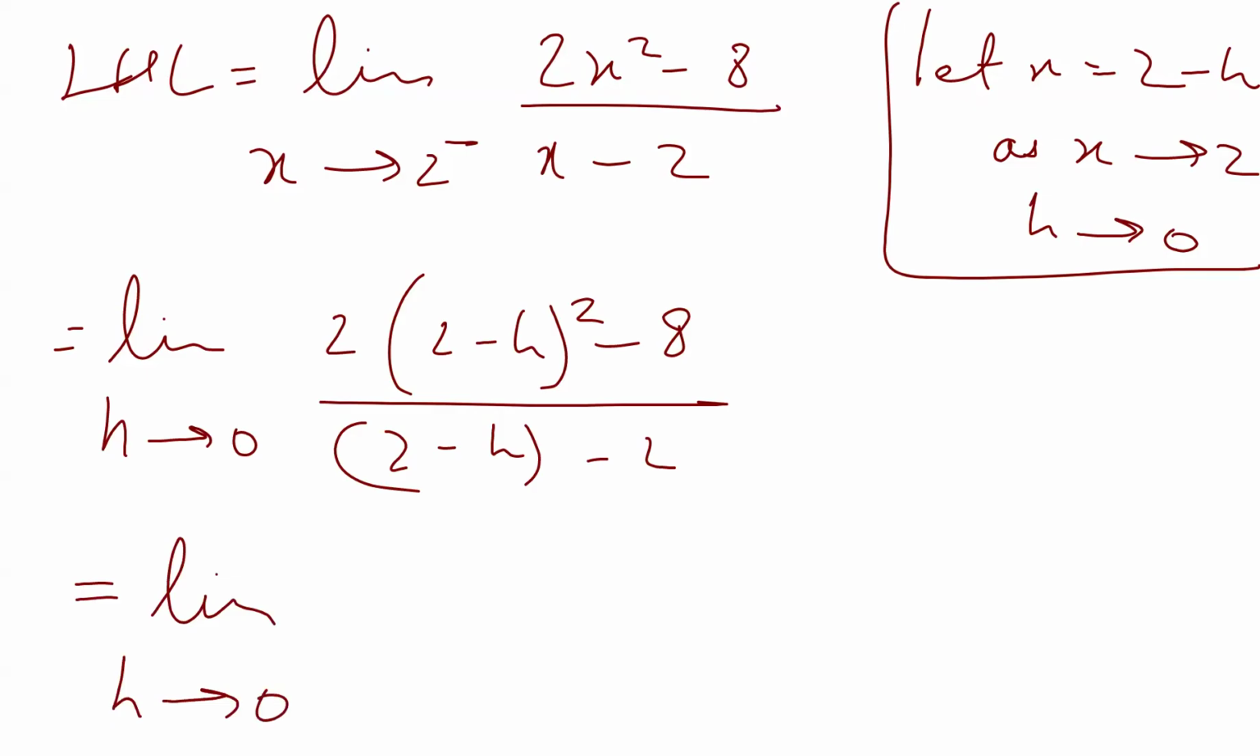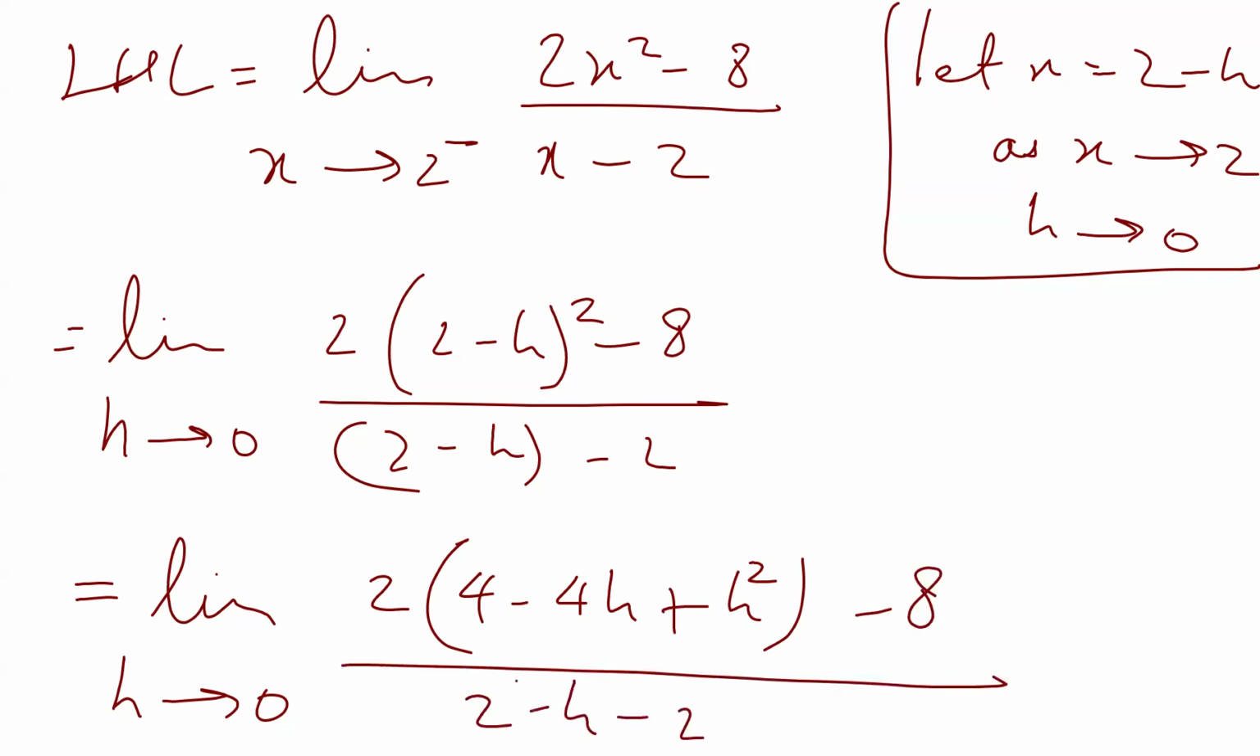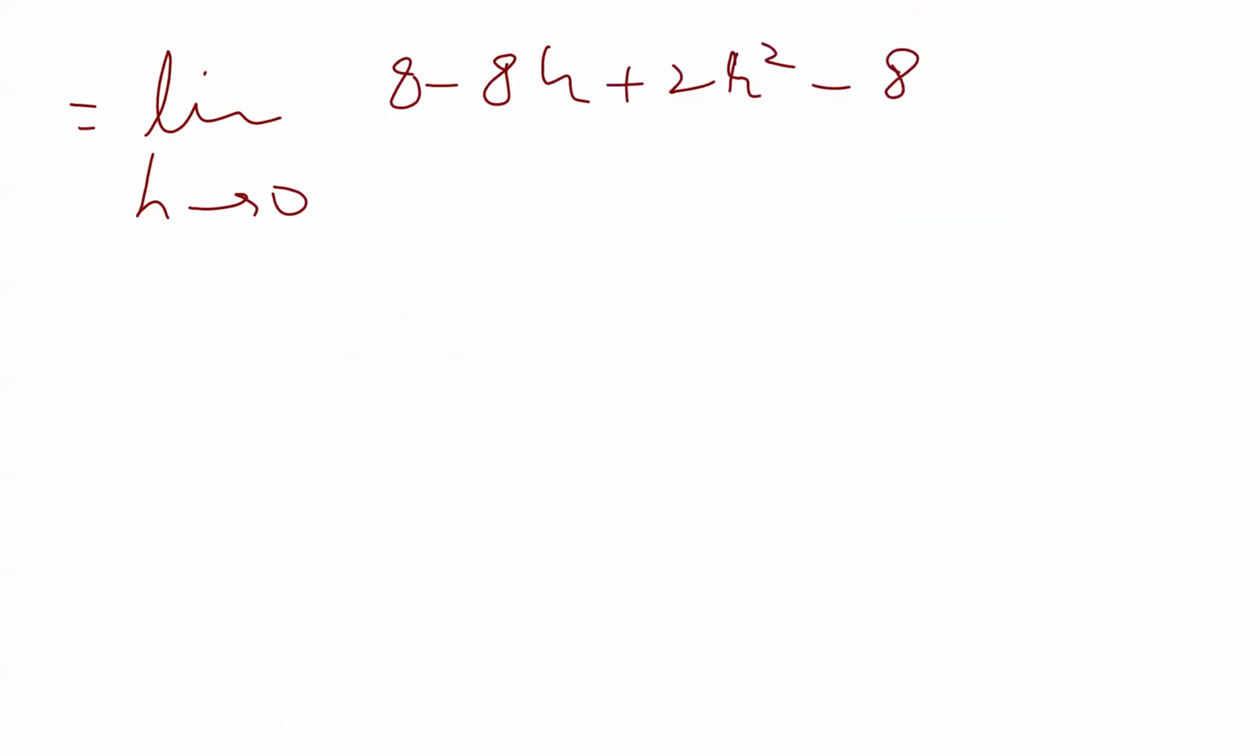Limit h approaching 0, 4 minus 4h plus h square. I'm expanding this, (a minus b) the whole square, minus 8, upon 2 minus h minus 2. 2 and 2 gone. So this will be 8 minus 8h plus 2h square minus 8, upon, down it is minus h.